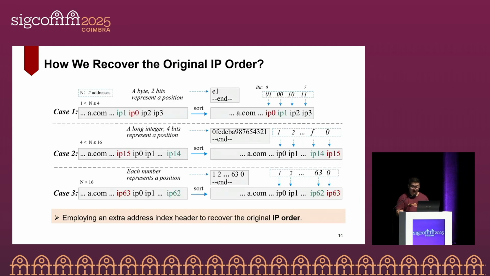Just like we handle line sorting, DNSLogzip also needs to restore the original order of IP addresses within each log entry. To do this, we use a dedicated address index header that records the original positions of addresses before sorting. To keep the index compact, DNSLogzip uses different encoding cases depending on how many IP addresses are in the entry. You can see three cases illustrated in the figure.